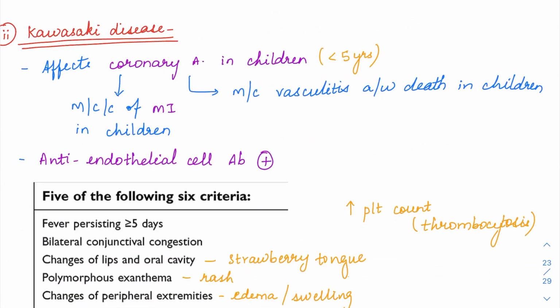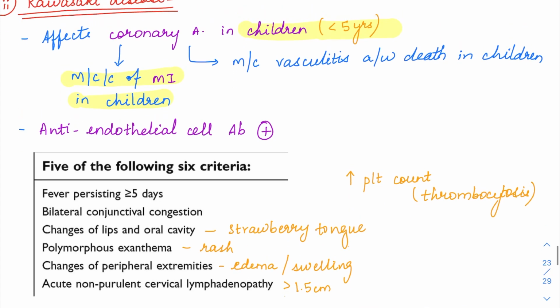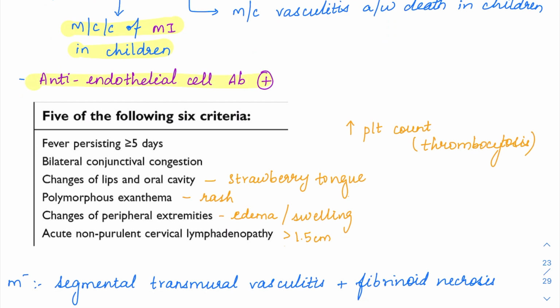Moving on to the next medium vessel vasculitis, which is Kawasaki disease. Kawasaki disease classically presents in children less than 5 years, and the history will be that of a myocardial infarction. Imagine myocardial infarction in a child. That will always point towards Kawasaki disease. Have that in mind. It is because the vessel involved in Kawasaki disease is the coronary arteries. And here they are going to have anti-endothelial cell antibodies. These antibodies are the ones which are going to attack the coronary arteries and cause the inflammation.